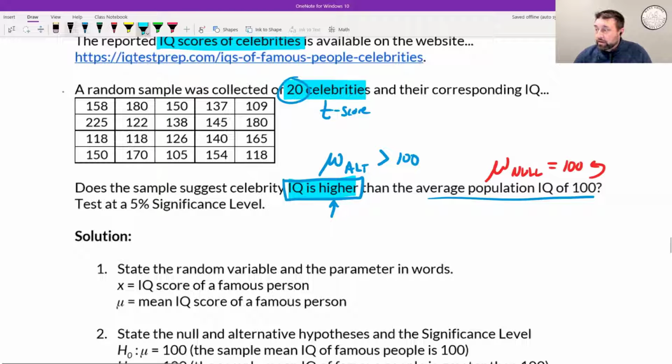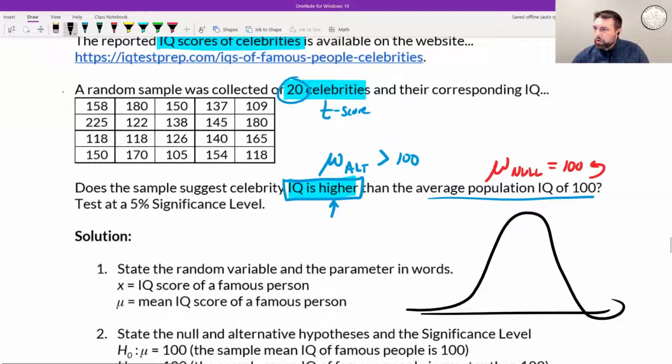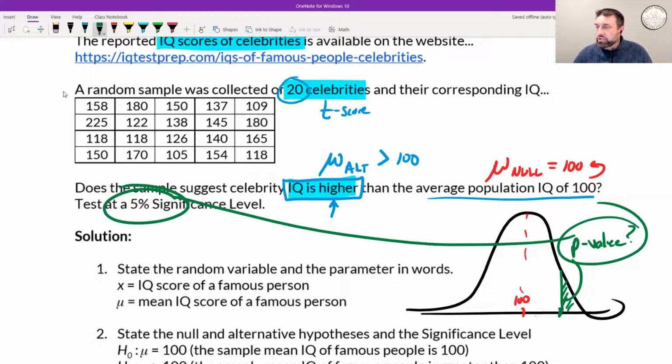So if we were to make a quick graph of this, here's our normal distribution. We're going to put our mean at 100. I probably have this graphed on the next page, but we'll do this anyway. And we think that it's higher, and we are looking for the area above, in the right tail. So what is this p-value? And how does it compare to the threshold of 5%? Let's figure this out.